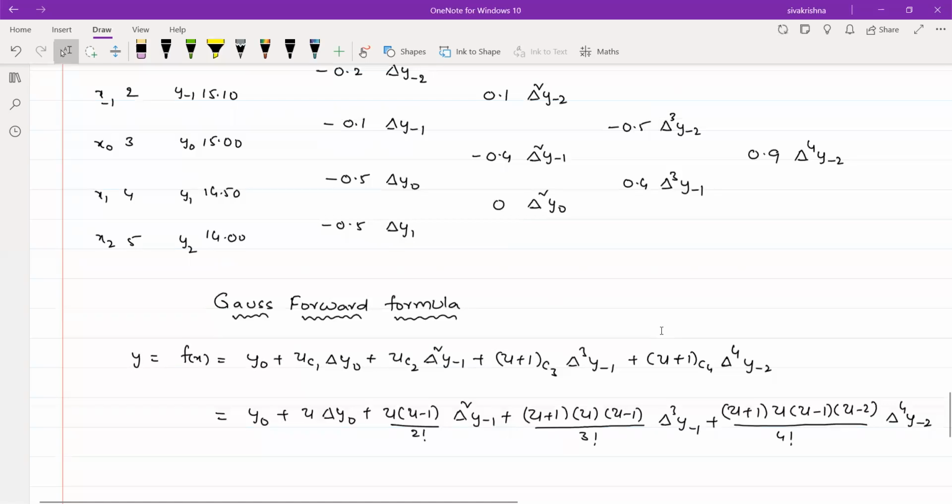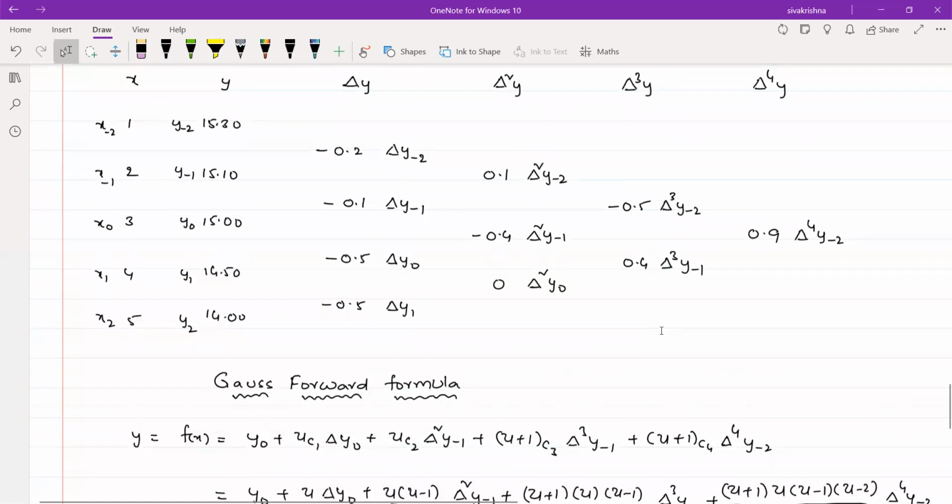So in the formula, the first value is y naught. So first we have to circle the value y naught. So this is y naught. After that we have to circle delta y naught. So the delta y naught is this one. We have to circle the delta y naught. After that we have to circle delta square y sub x minus 1.